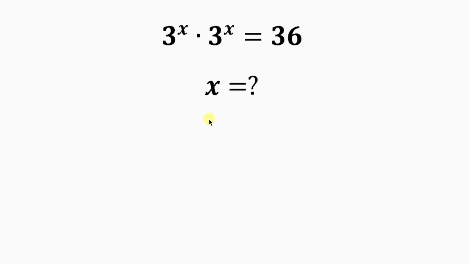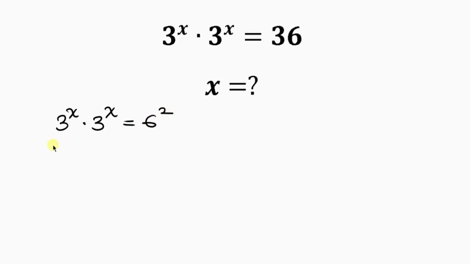Let's solve this math question that says find the value of x for which 3 to the x times 3 to the x is equal to 36. Well, our first step will be for us to rewrite this expression. 36 is a perfect square, which means it can be written as 6 squared.